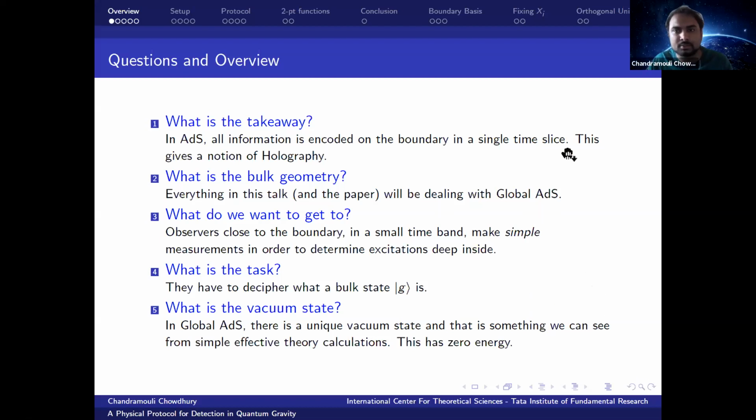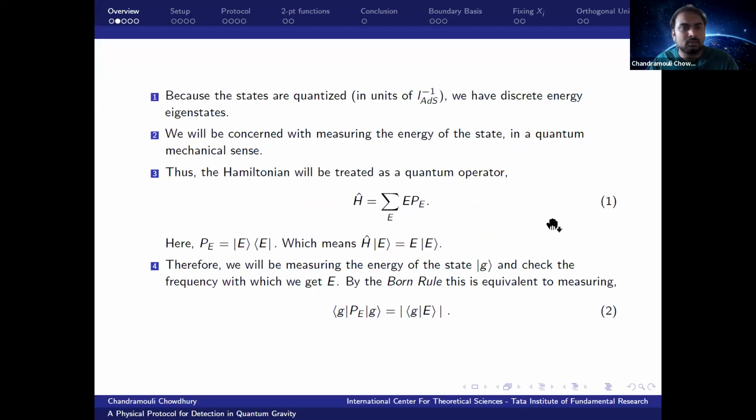So maybe I'll proceed now, and you can ask me if that's not clear towards the end. The energies will actually be quantized in units of inverse L_AdS. This L_AdS denotes the AdS length scale, and we'll have discrete energy eigenstates. What we will be mostly concerned with is measuring the energy of a given state. As I said, we'll have some set of observers on the boundary, and the thing they'll mostly be concerned about is just measuring the energy of the given state. And this measurement of the energy will be done in a quantum mechanical sense, as explained in the points below.